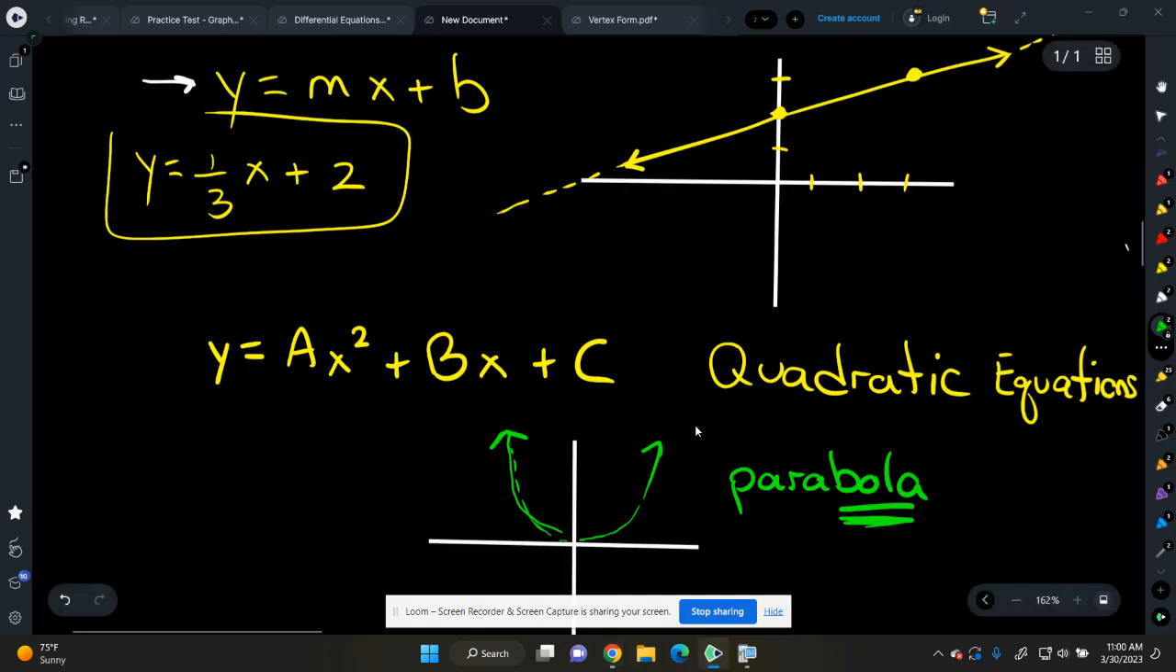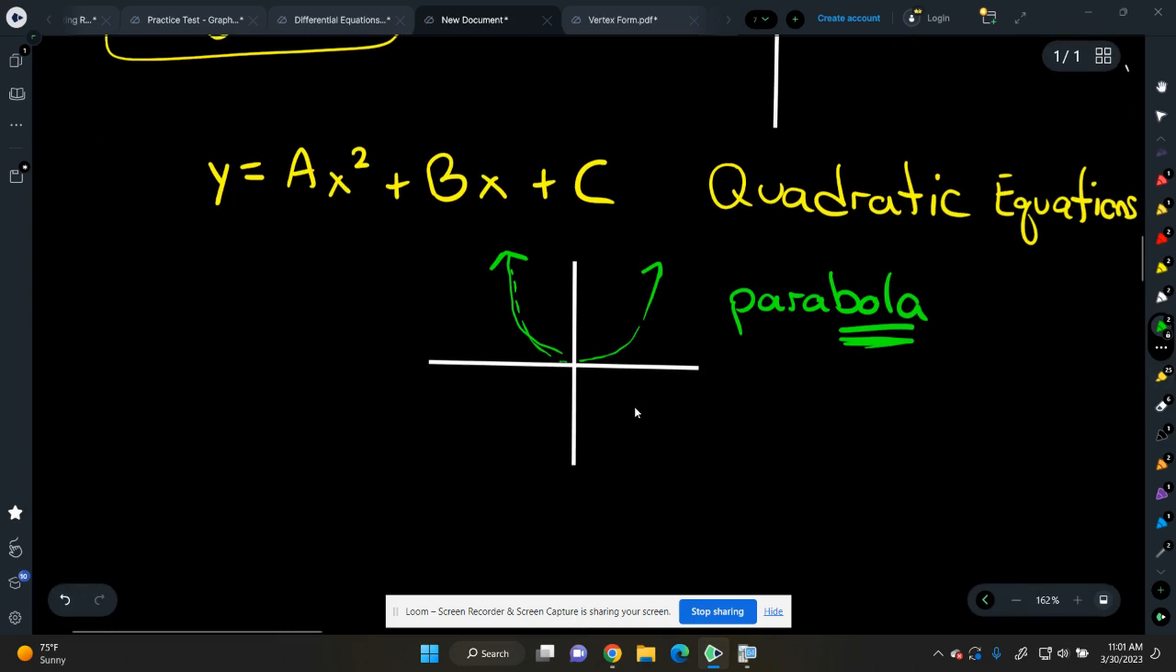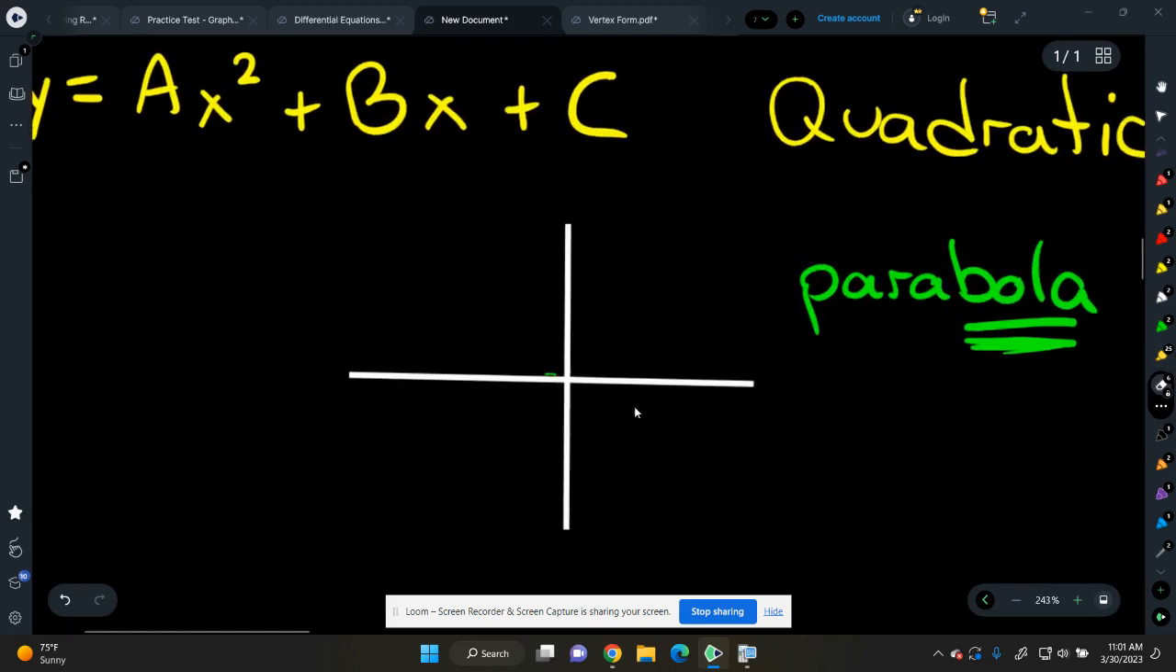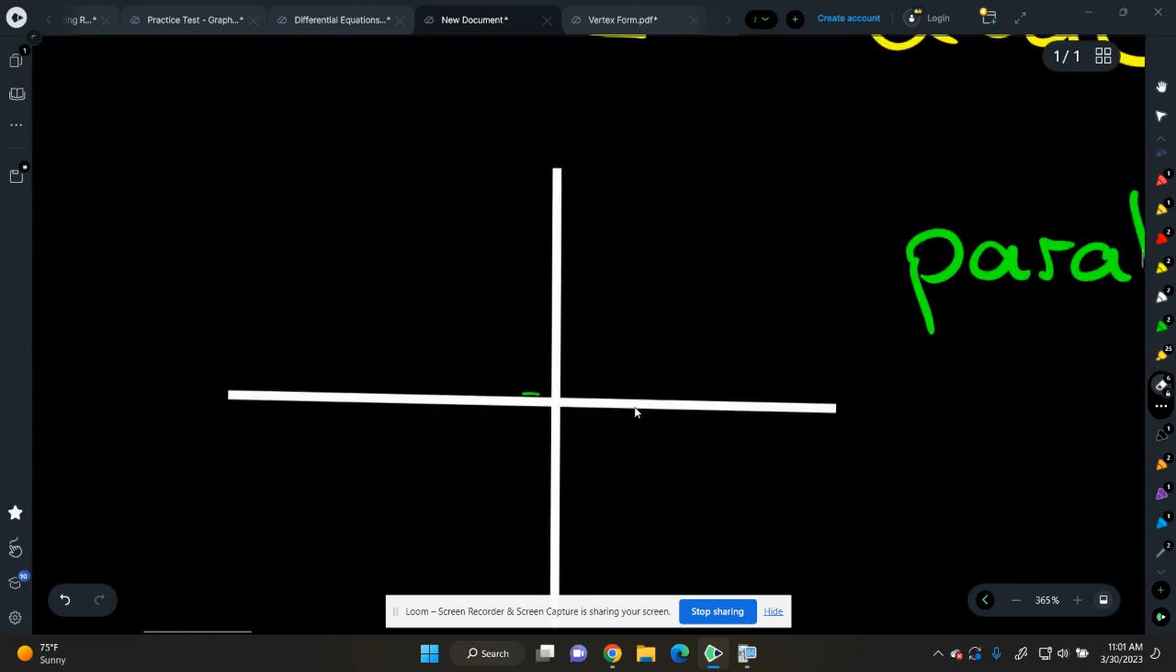So we recognize, come on guys, we got work to do here. We recognize a quadratic equation because the x is squared, and as soon as we see that, we know we're talking about a parabola. Now let's look at some of the features of a parabola. A line, we know, is just straight. A line has what we call a constant rate of change. It stays the same. So here's a straight line.